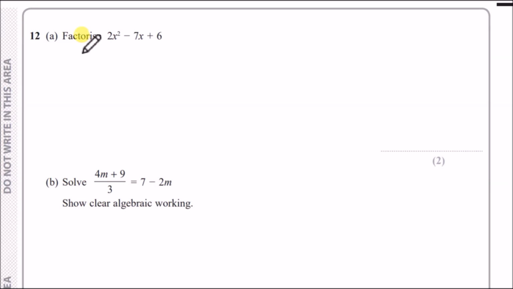Now question 12. Factorize 2x squared minus 7x plus 6.